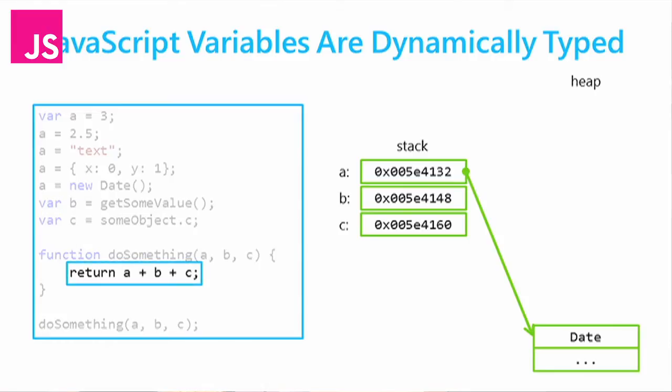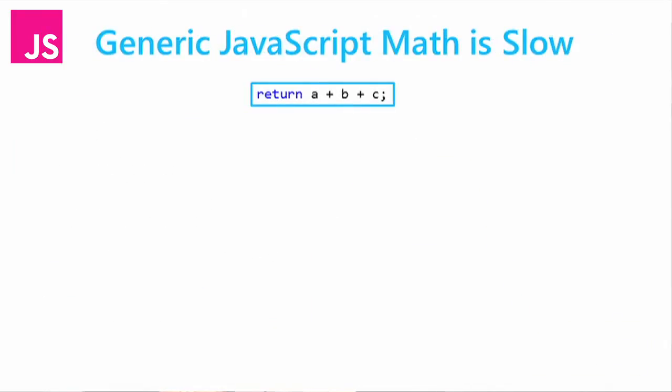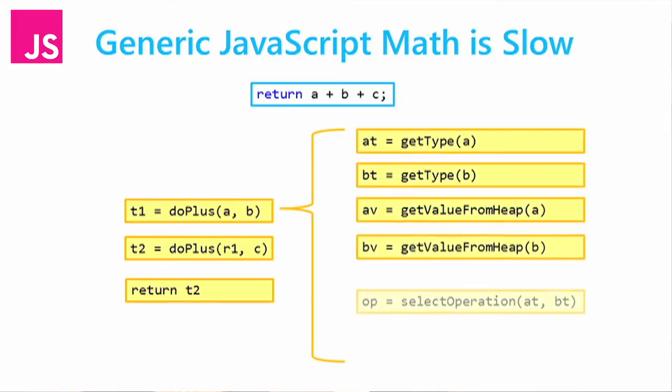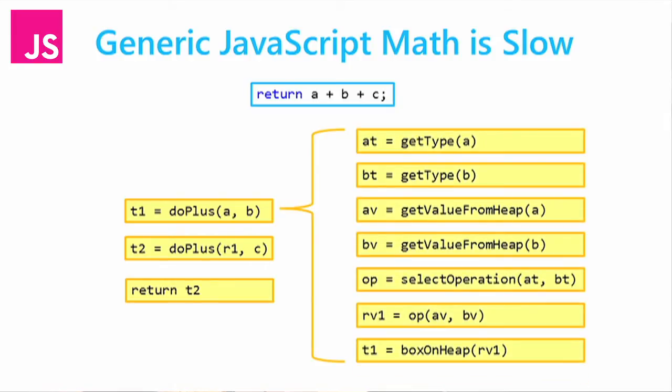And then this also means that the basic operations are quite inefficient. So if you just take this simple a plus b plus c, you kind of break it down into individual operations. You have to add a and b, and then add the result to c, and then return that. It turns out that it's this lengthy sequence of things that you have to do. So you have to get a type of A, type of B, then the value of A and value of B. Then based on the types, we have to decide what to do. Maybe it's adding two numbers, maybe it's concatenating strings. Then finally, we have to execute that operation, get the result back, stick it back on the heap, and only then we can return it.